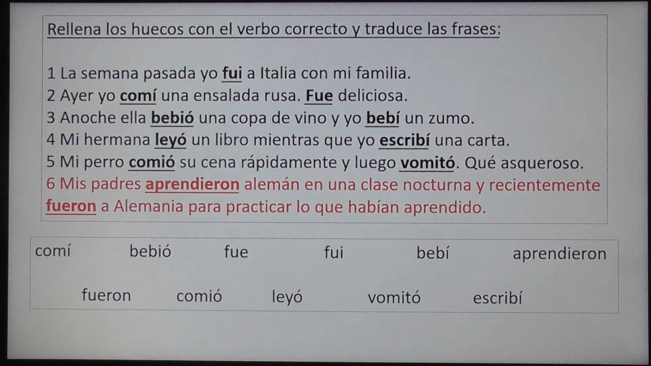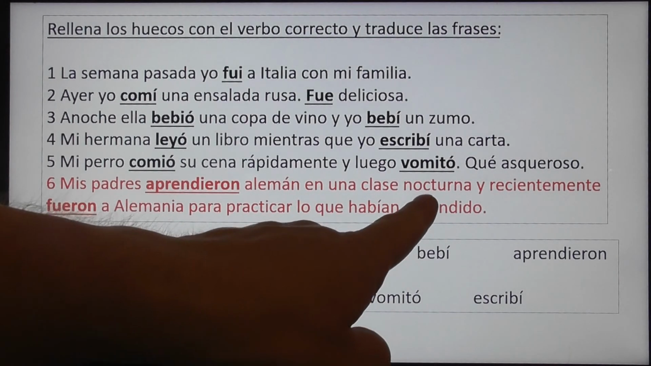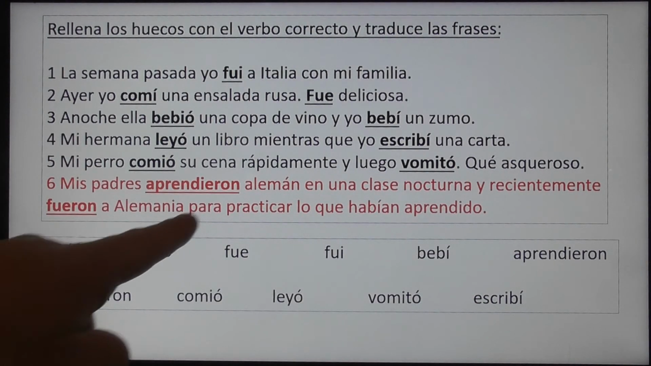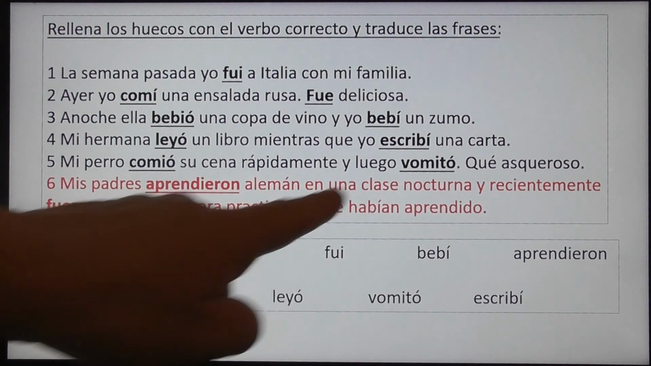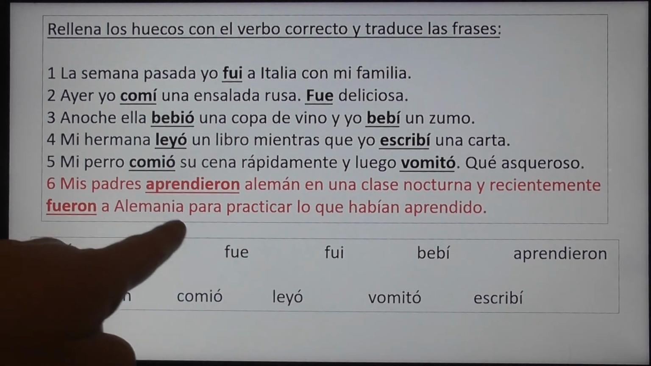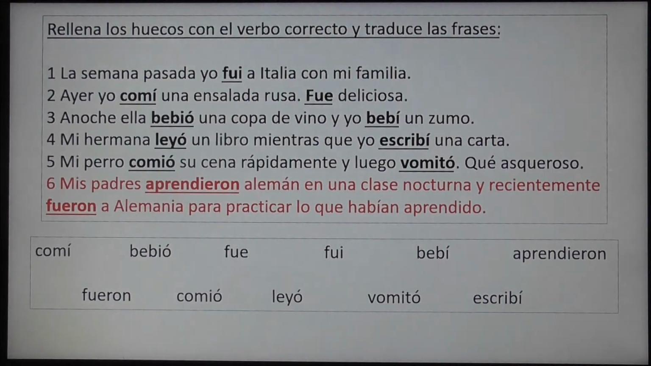How disgusting. 6, your challenge. My parents learned German in an evening class, and recently they went to Germany to practice. This bit is called a pluperfect tense. One for another time, I think. They went to Germany to practice what they had learned.